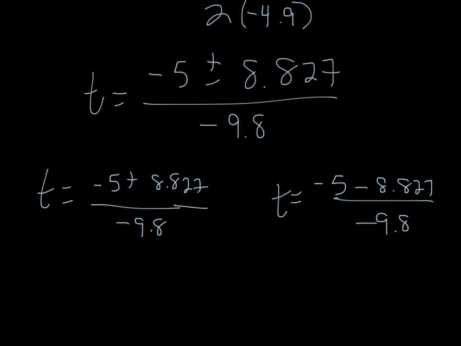So watch what I'm going to do, please. This is how you save time on SATs and tests. Please don't type this twice. So I'm going to say parentheses, -5 plus 8.827, close parentheses, divided by -9.8. Okay, that gives me the first root.